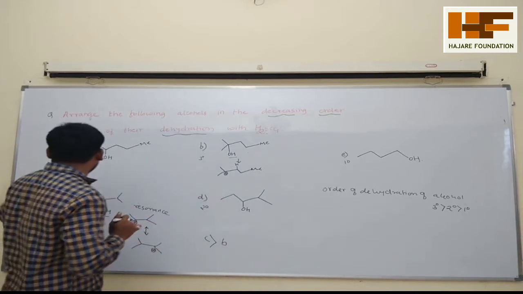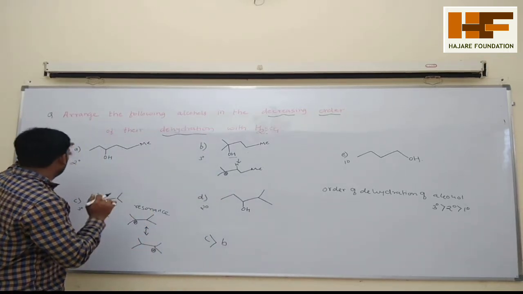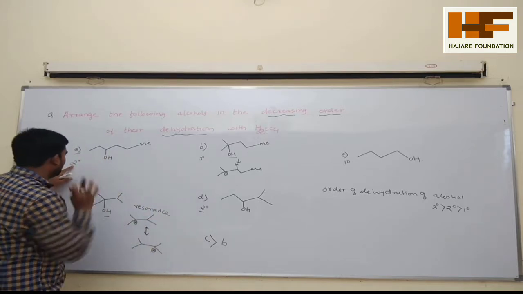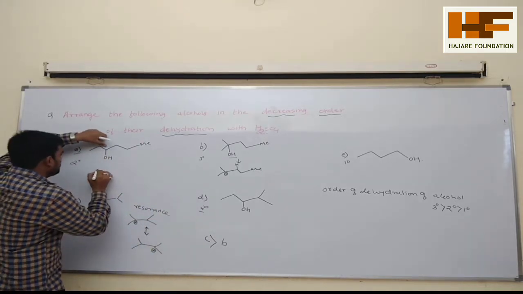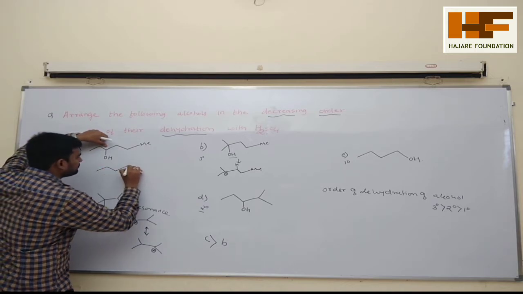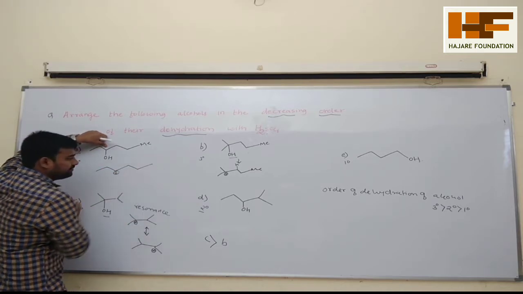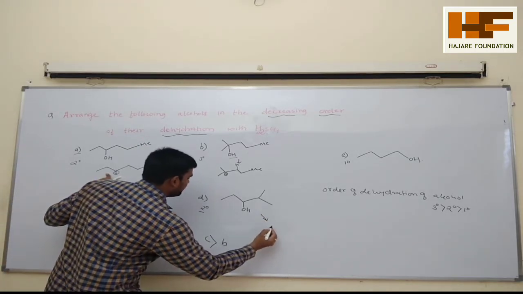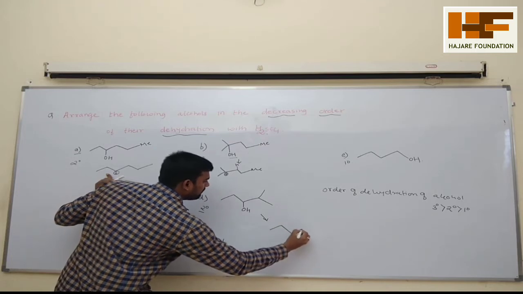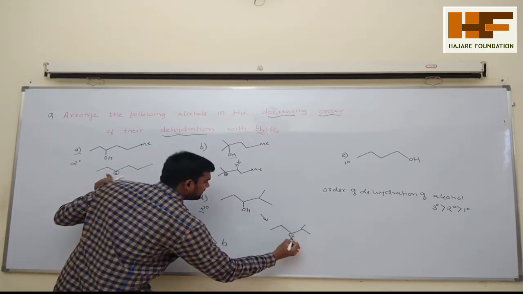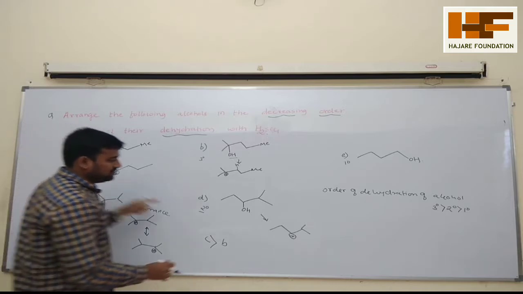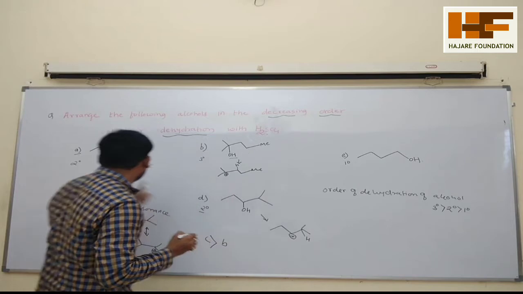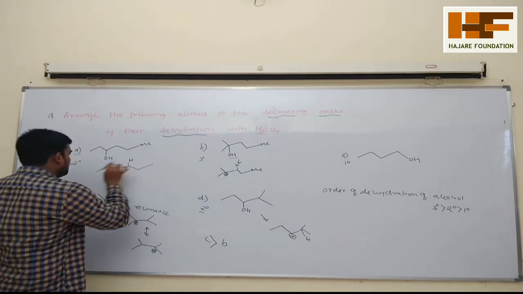Next, between A and D, both are secondary alcohols. If you remove OH, you will get the structure. The positive charge should be here, and I will write this one structure. Here the positive charge will come here. So what happened here? This positive charge, one hydrogen will be here, here is one hydrogen, here is one hydrogen.